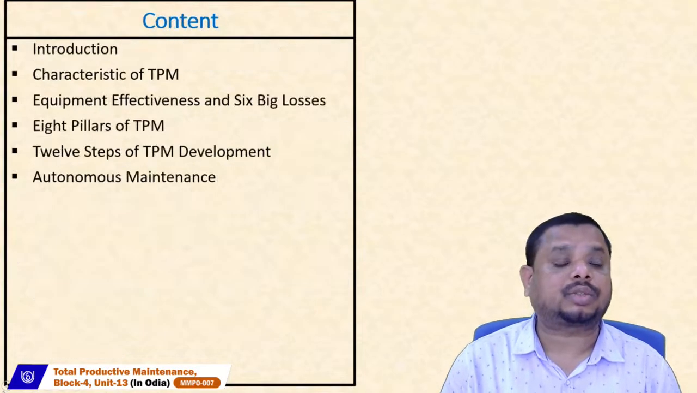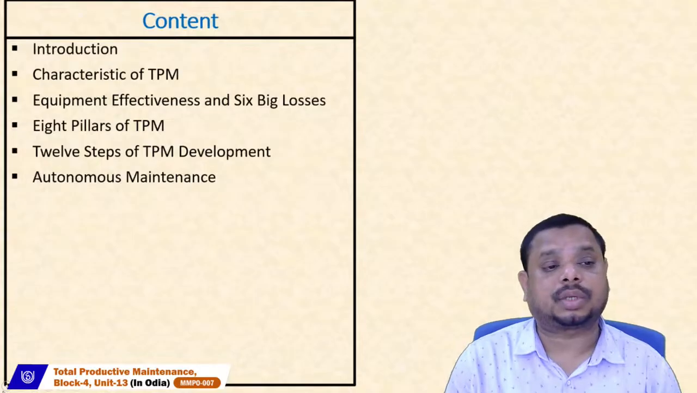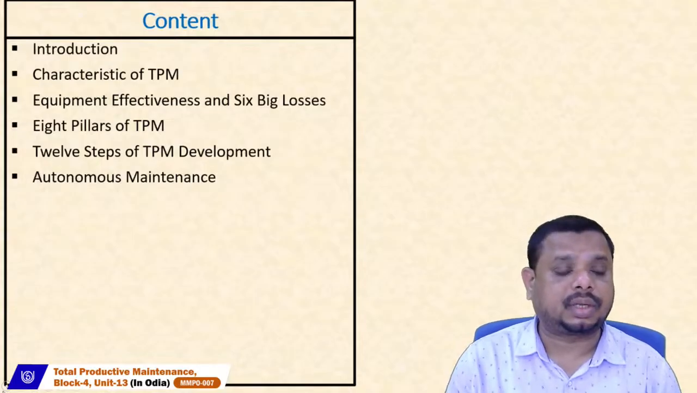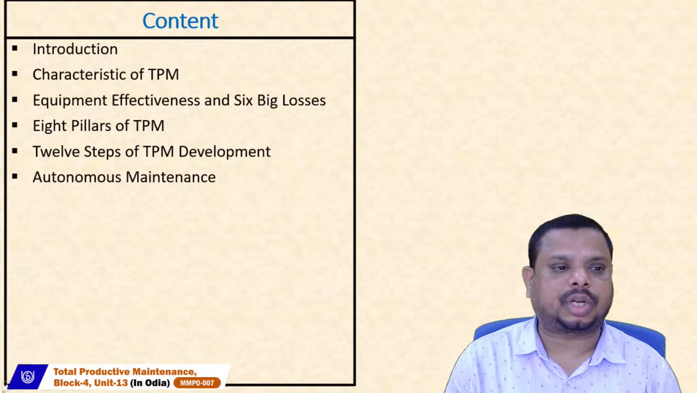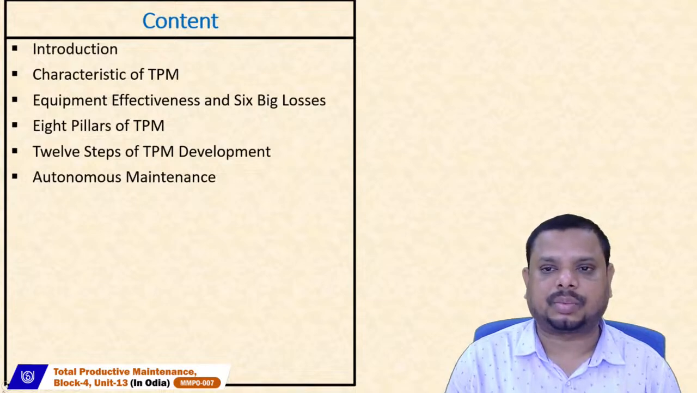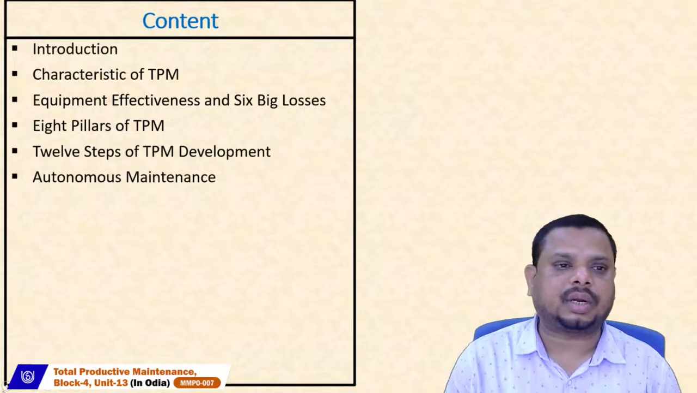Moving to the next one, these are the contents of today's session. That means understanding total productive maintenance. Then we have to understand the characteristics of total productive maintenance. Then the next one, equipment effectiveness and six big losses, whenever you consider total productive maintenance. Then the most important part of today's session, the eight pillars of total productive maintenance. Then the 12 steps of total productive maintenance development. And the last one is autonomous maintenance, related to total productive maintenance. So these are the contents of today's session.